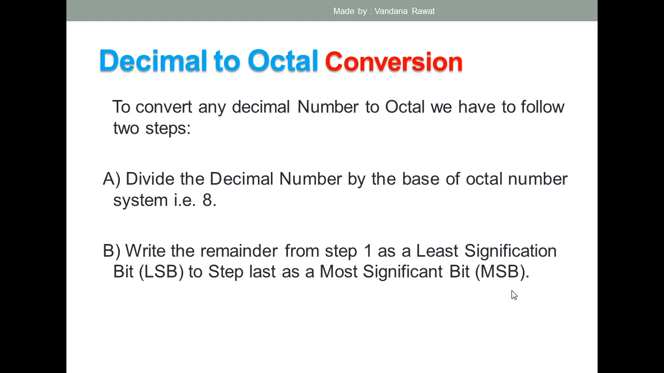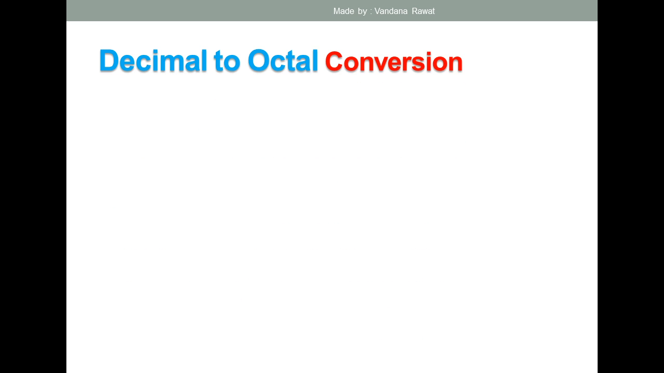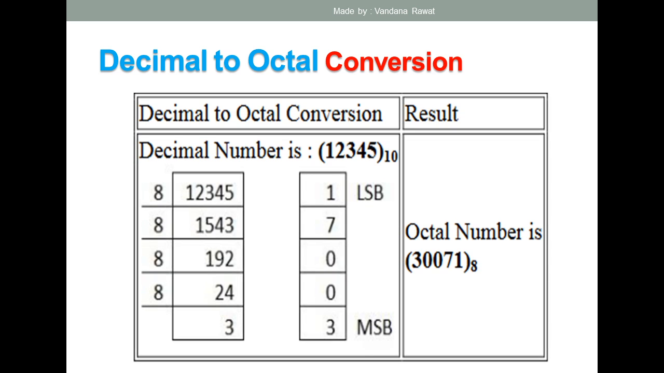The point to be noted is that whenever you write the resultant part, the MSB digit will come first. Means the remainder which you get at the last of the solution will be written first in the resultant part. Then one by one you will write all the remaining digits, and at last the LSB digit will come. Okay, this point should be noted. Now the examples of how to convert any decimal number into the octal number system.